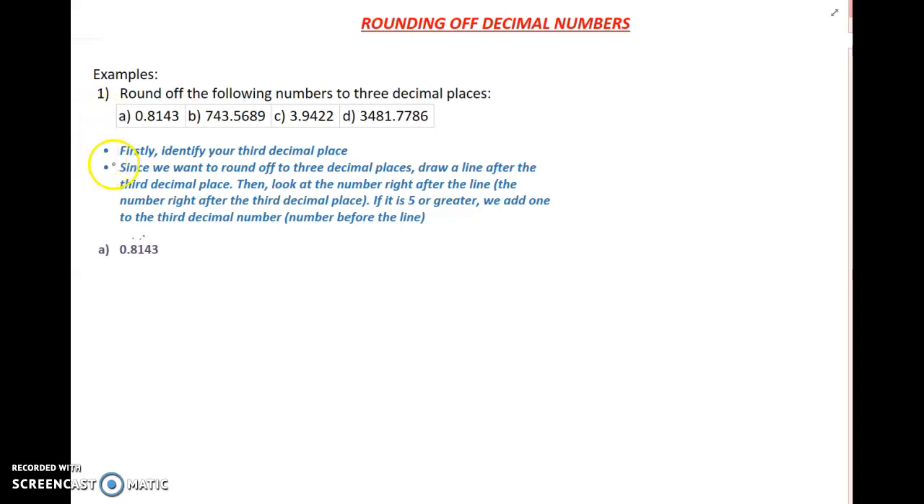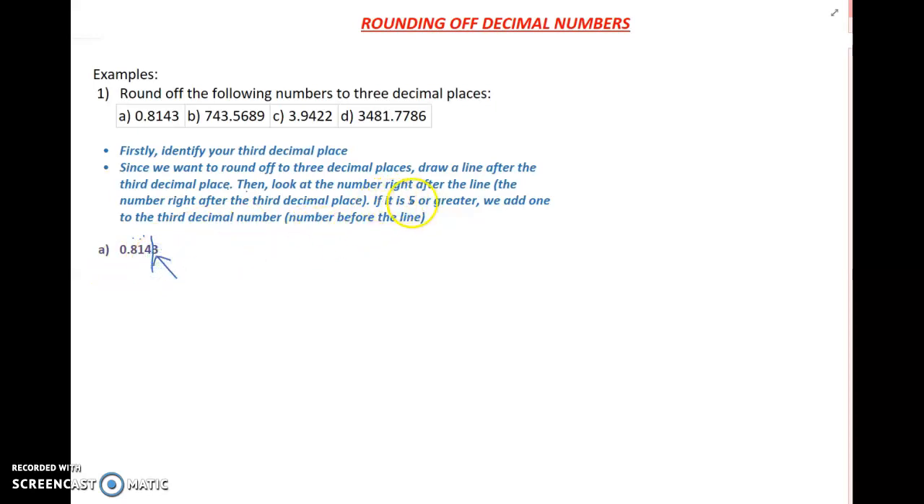Now let's look at the second point in blue. Since we want to round off to 3 decimal places, draw a line after the third decimal place. So let's do that. Draw a line. So the third decimal place is 4, so I'm drawing a line right after. That's the cut in between the 4 and the 3 there. Good. Then look at the number right after the line, the number right after the third decimal place. The number right after the line is the 3.